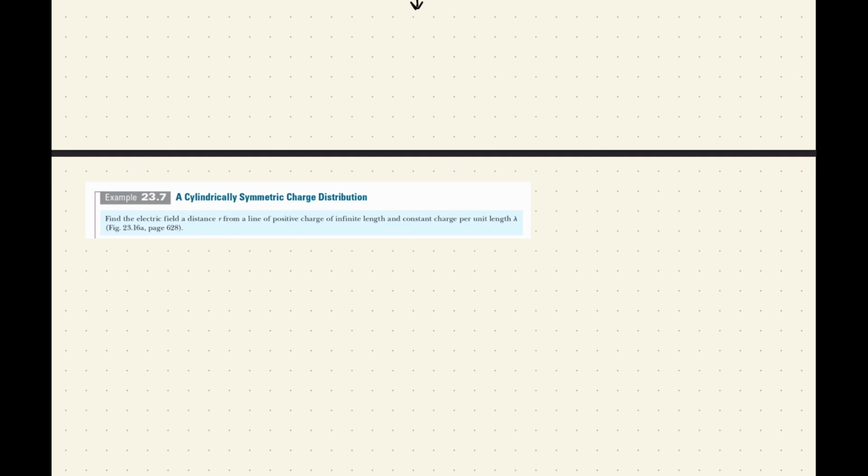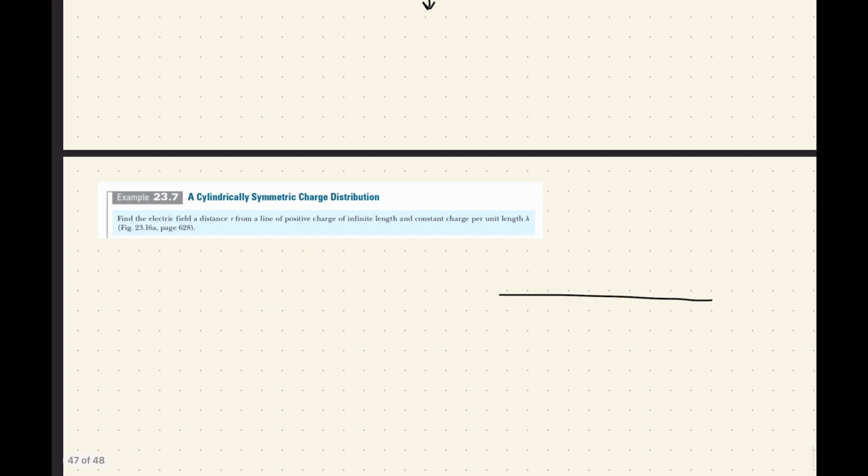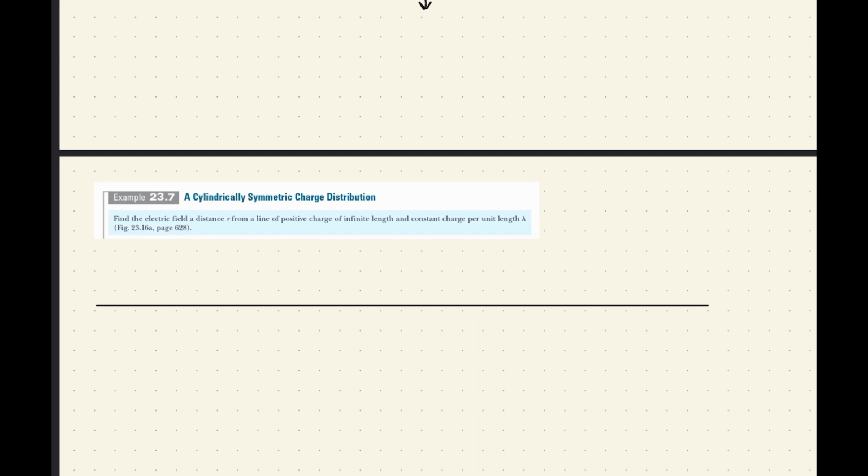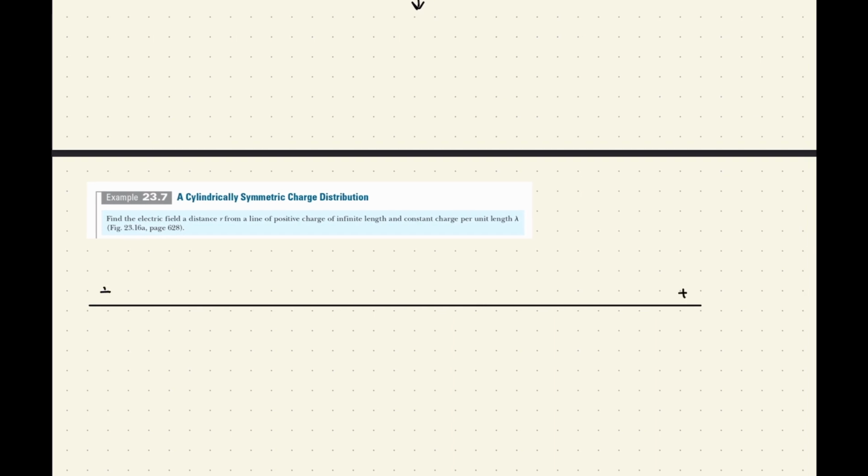So here's the problem. Find the electric field at distance r from a line of positive charge of infinite length and constant charge per unit length lambda. So what we have here is an infinite line. You can think about this as a wire, and it has some total charge, and they just give us the charge density lambda. Notice you can't really do any kind of total charge divided by length, because the total length is infinity. It's an infinite length charged wire.